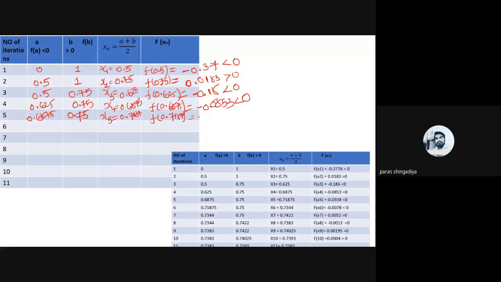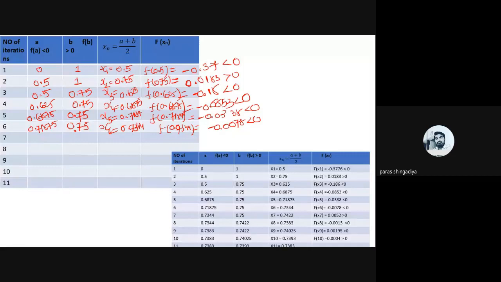Now check the function output at 0.7187. We again get a negative output, negative 0.0338. So replace 0.7187 in place of 0.6875, with 0.75 as it is again. Check x6, which is the average, and you will get 0.7344. Check its output at 0.7344: it is negative 0.0078, still negative.